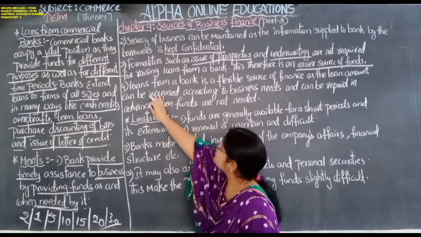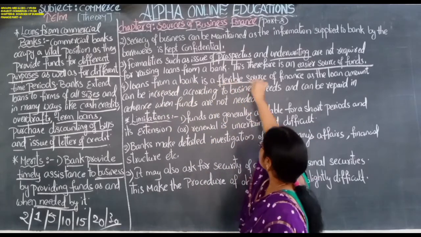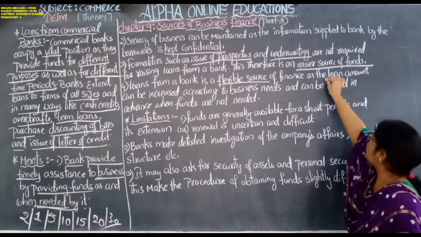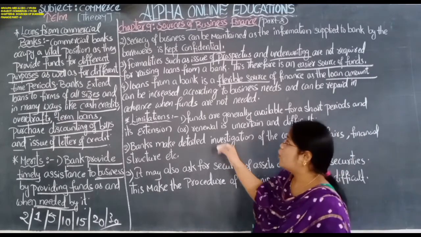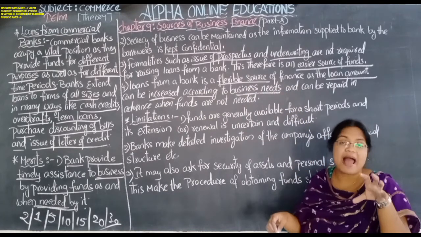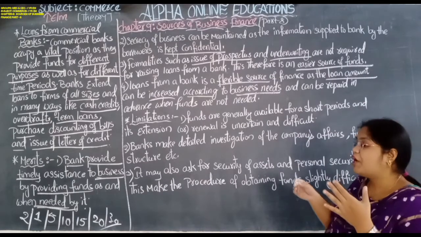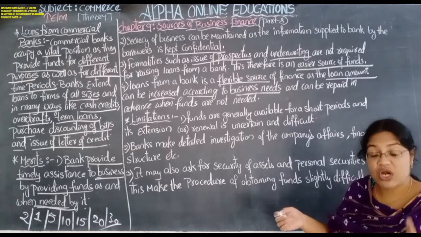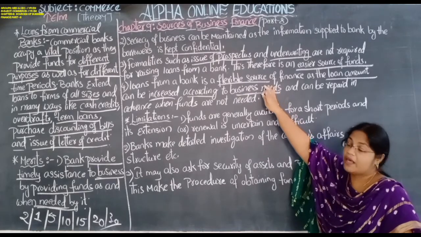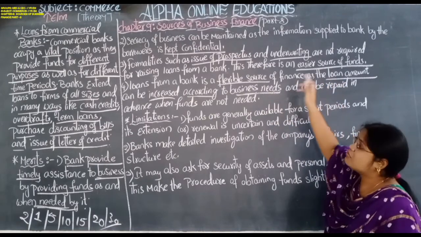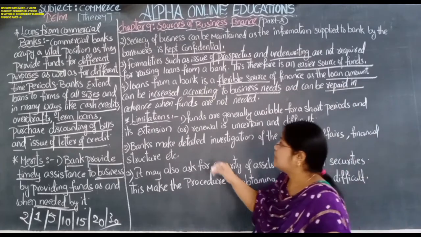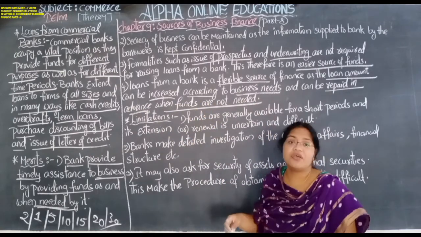Next, loan from a bank is a flexible source. It is a flexible source of finance, as the loan amount can be increased according to the business needs. If we went for 10 lakhs and a need arises for an extra 1 lakh, then we can raise 11 lakhs of loan from the bank, because it is a flexible source of finance. We can also repay the loan amount in advance when we don't need the funds.